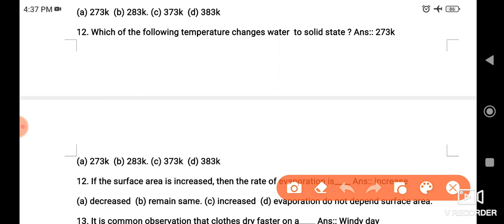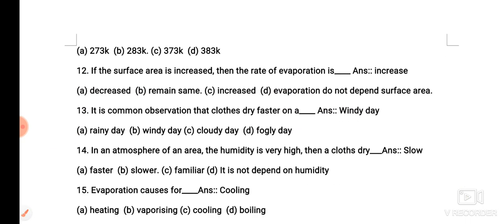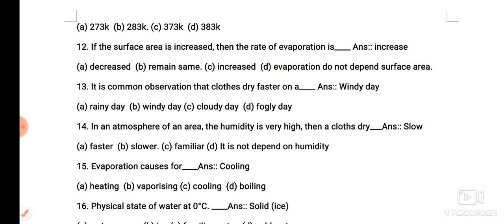So here option will be 273 K, option number A. Then let us move to the next question. Question number 12. If the surface area is increased, then the rate of evaporation. So if surface area is increased, all of you remember that the rate of evaporation also increases. So with surface area, the rate of evaporation increases.